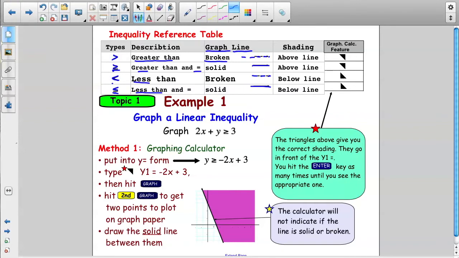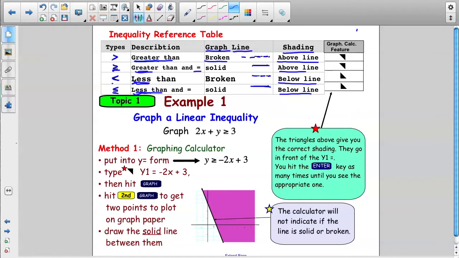Those are common errors made. People don't pay attention. Now when you shade, when you're talking about greater than, you're shading above the line. So both of these are shaded above the line. Then when we deal with less than and less than or equal to, these are shaded below the line.